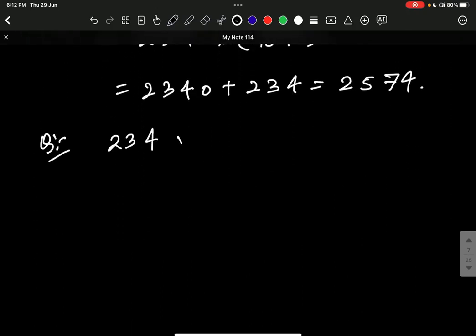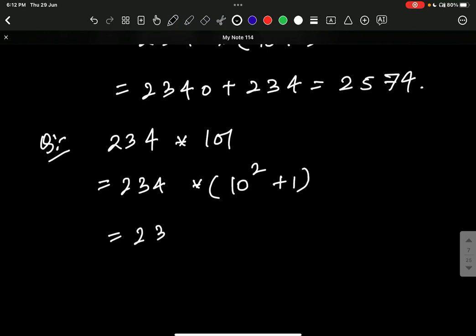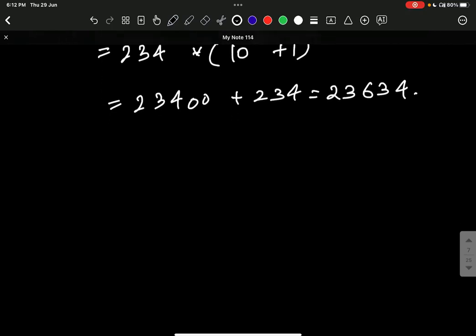Supposedly if it is given 234 into 101. So it is 234 into, you can write like this, 10 square plus 1. That means 100 plus 1. So this is 23400 plus 234. Again, this is 23634. Right? एक बार calculation खुद भी check कर लेना आप लोग.